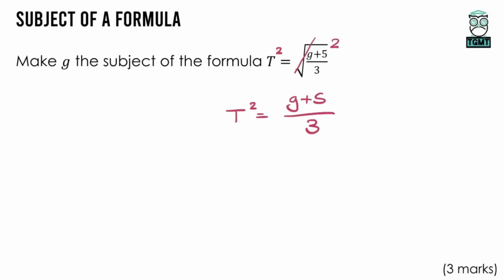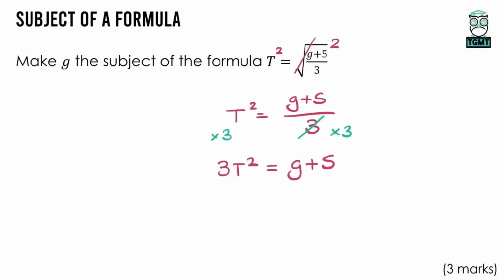Now the next thing, to unlock that g, is this divide line. We have this 3 underneath, which means to divide by 3. So to remove this divide by 3 process, we would need to do the inverse, which is timesing by 3. So when we times both sides by 3, we end up with 3 lots of t squared on the left. We don't need to put the times sign, we can just write 3t squared. That's now going to equal g plus 5, as that whole multiplication by 3 just removed this divide by 3.